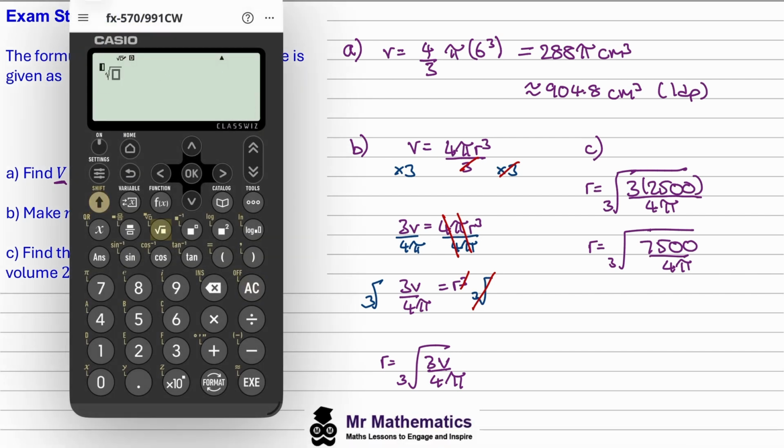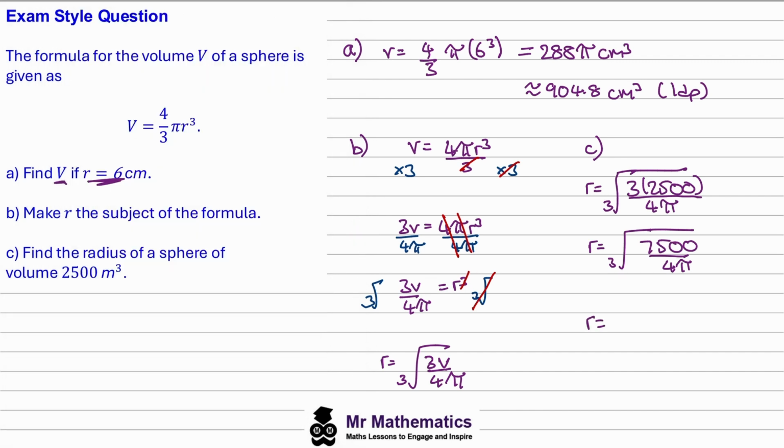And I'll work this out on my calculator. We want the cube root of 7,500 over 4 times pi. And we get approximately 8.42 meters. So R is 8.42 meters to 2 decimal places.